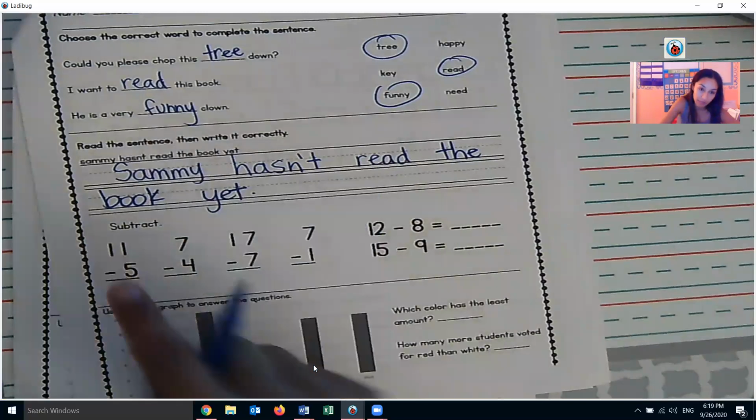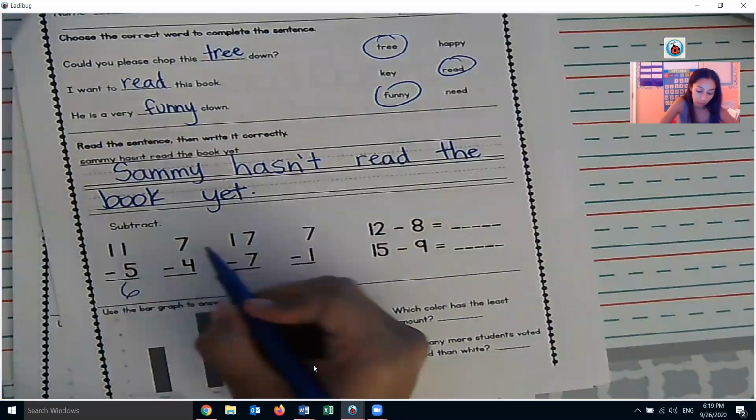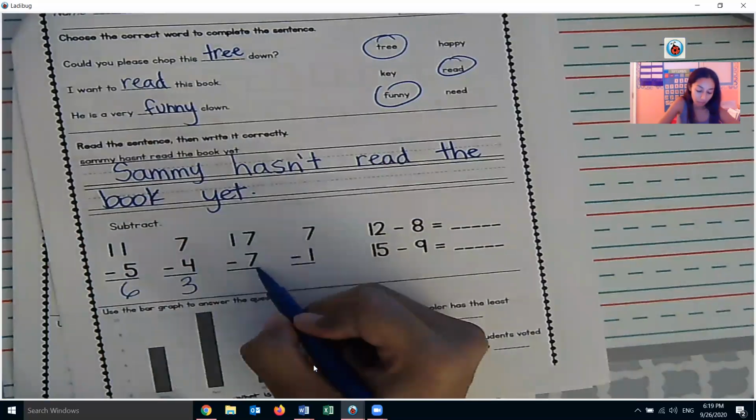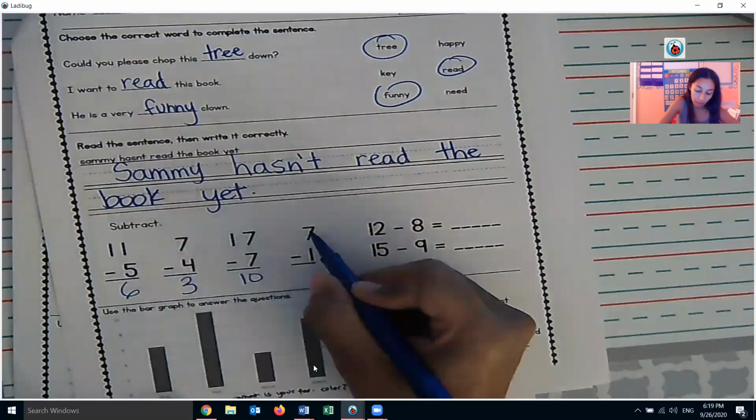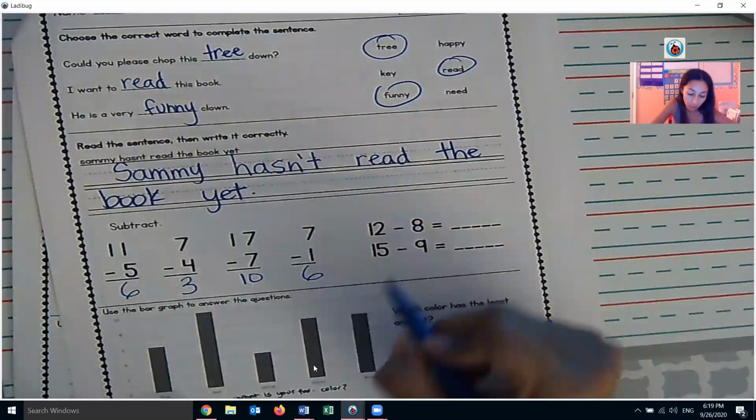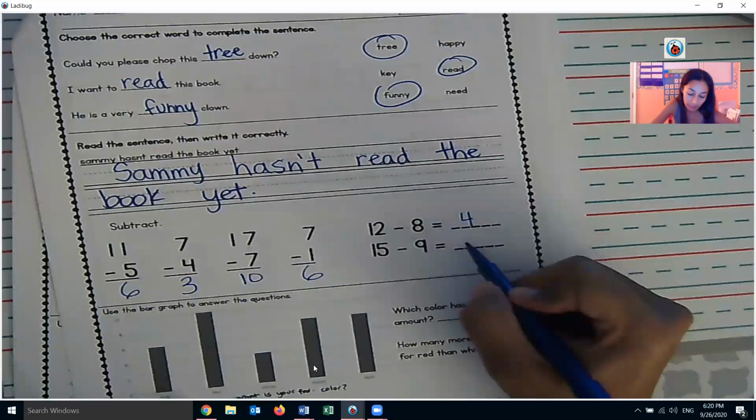11 minus 5 is 6. 7 take away 4 is 3. 17 take away 7 makes 10. 7 minus 1 less is 6. 12 minus 8 is 4. 15 minus 9 is 6.